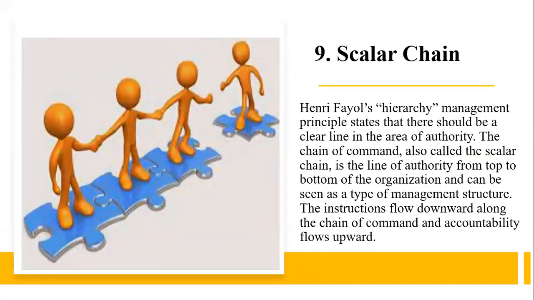Scalar chain. Fayol's hierarchy management principle states that there should be a clear line in the area of authority. The chain of command, also called scalar chain, is the line of authority from top to bottom of the organization and can be seen as a type of management structure. The instructions flow downward along the chain of command, and accountability then flows upward.